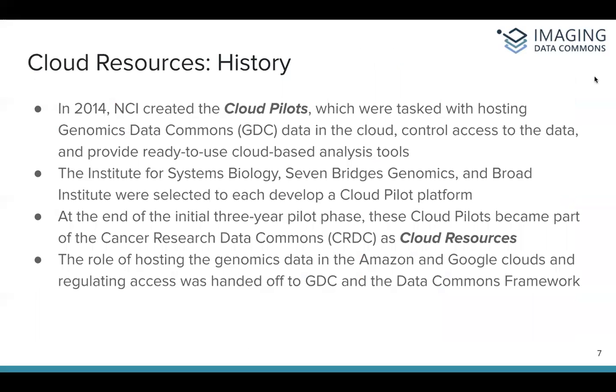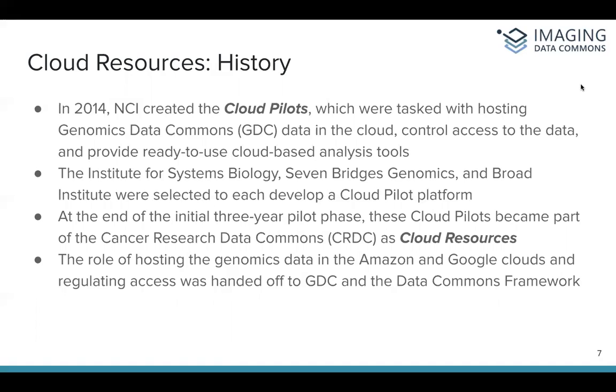A little bit of quick history. In 2014, NCI created the cloud pilots, and they were tasked with figuring out how to do sharing of genomics cancer data in the cloud, controlling access to controlled access data, and providing ready-to-use cloud-based analytics tools next to the data. ISB, Seven Bridges, and Broad were selected, and at the end of those initial 3-year cloud pilots, they became part of the CRDC and are known as cloud resources.